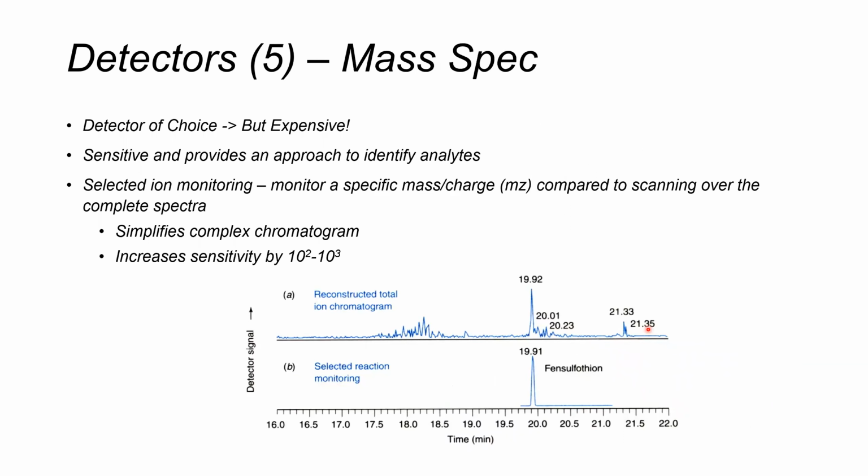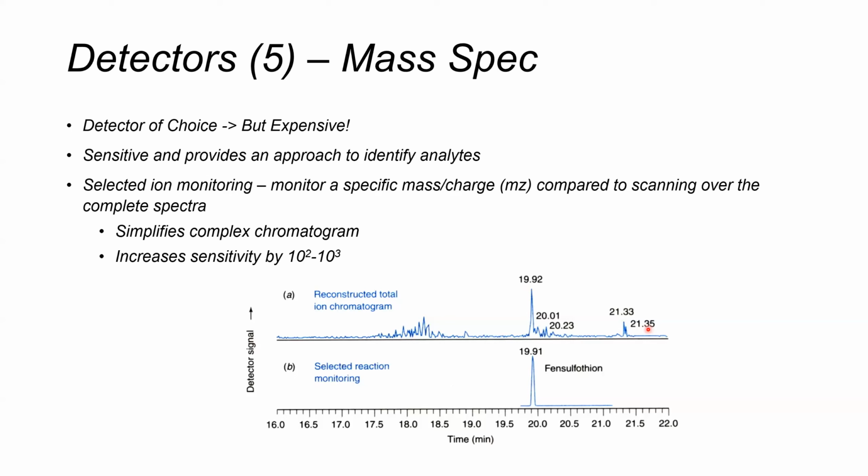So then the last one is the gold standard, really, the one that everyone wants, more or less. I mean, there might be some niche use cases for the other ones over mass spec, but really mass spec is the one that everyone wants. So typically, as I said before, this is a coupled technique. It's called GC-MS. This is the detector of choice, but mass spectroscopy detectors are expensive. It is sensitive and provides an approach to identify analytes.